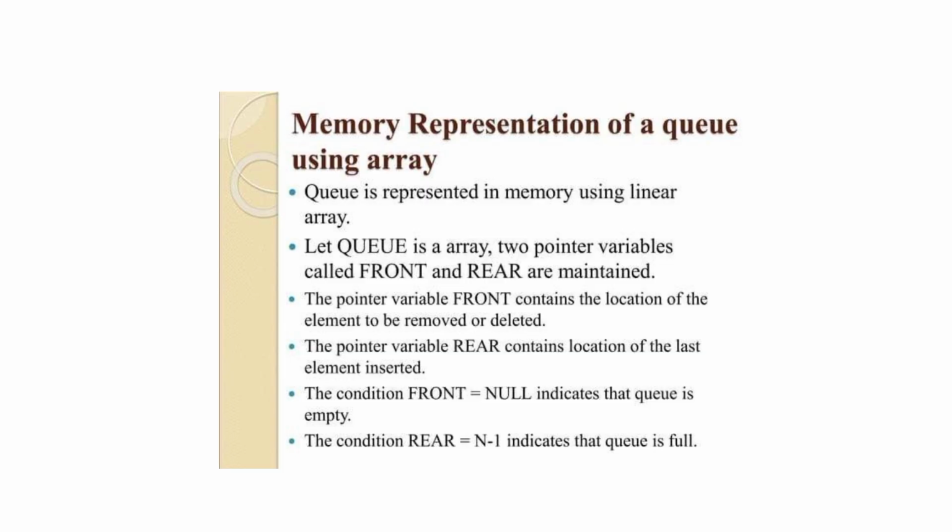Suppose the condition is rear equal to n minus 1. Here n means the number of values. Consider the queue size is 5, so rear is pointing to the fourth index, and 5 minus 1 gives 4. This indicates the queue is full, so we cannot perform the insertion operation.